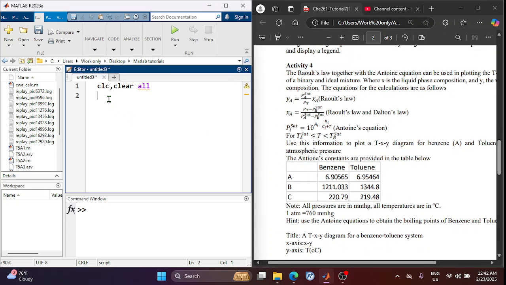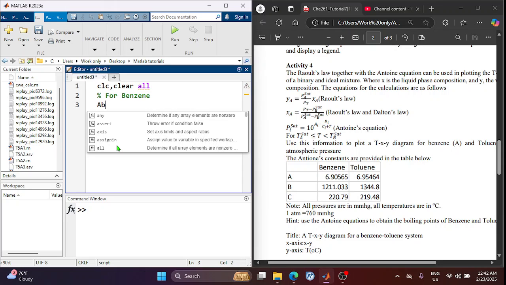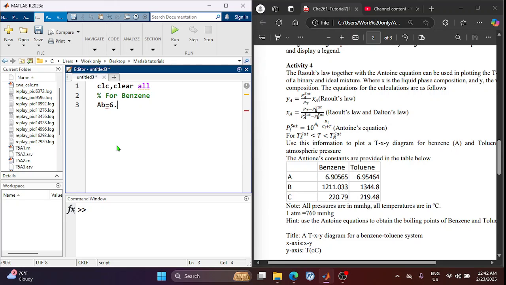So what we want to do is, let's first start with the Antoine constants. We can start with the ones for benzene. This is just a comment that we are putting here so we know what we are doing. So you can see that AB, this is for A, for benzene, is 6.90565. And BB is equal to 1211.033, and then CB is equal to 220.79.